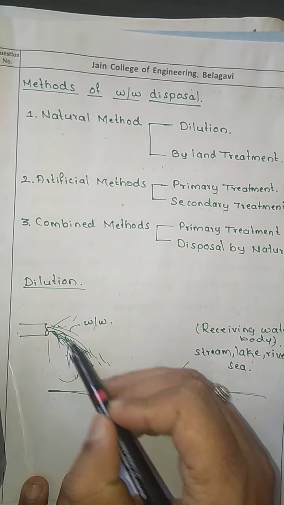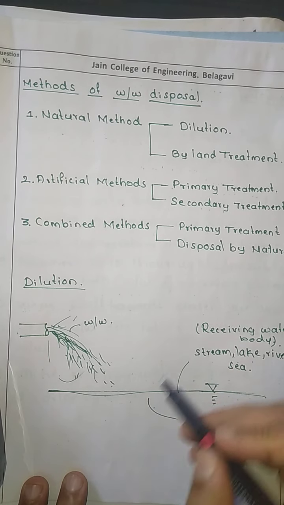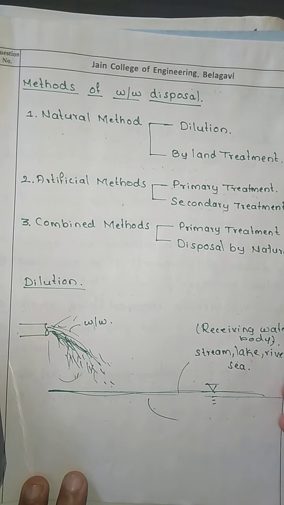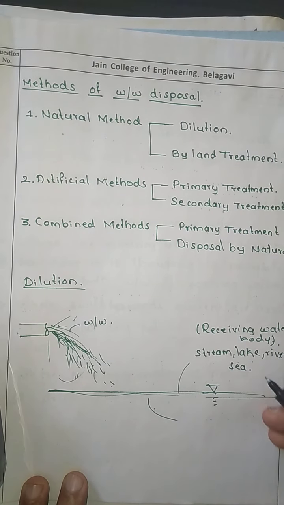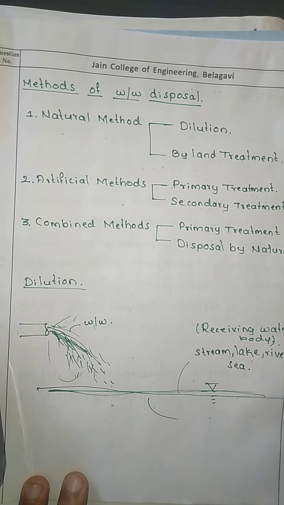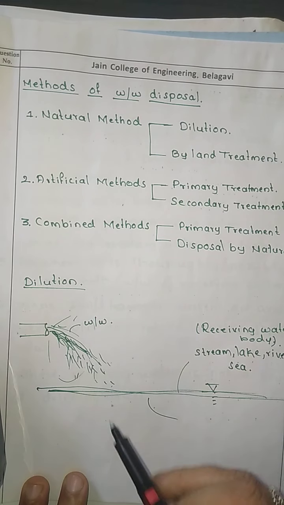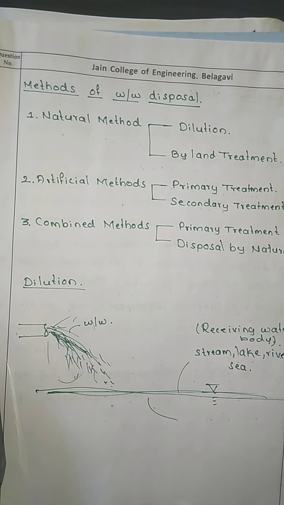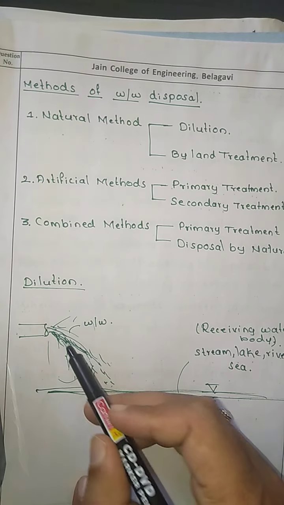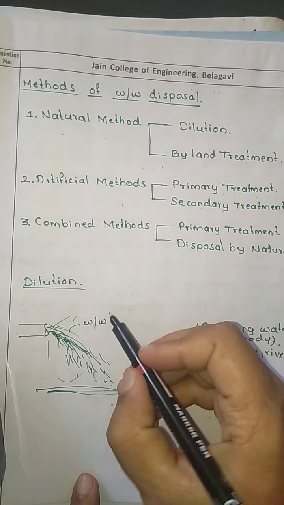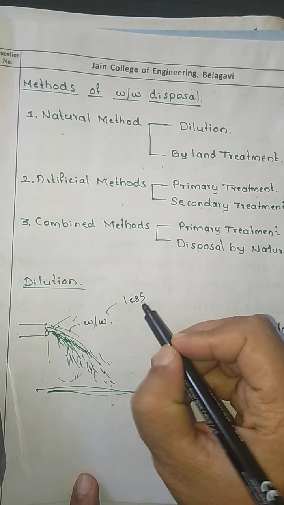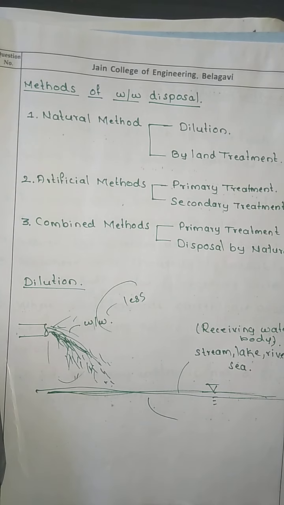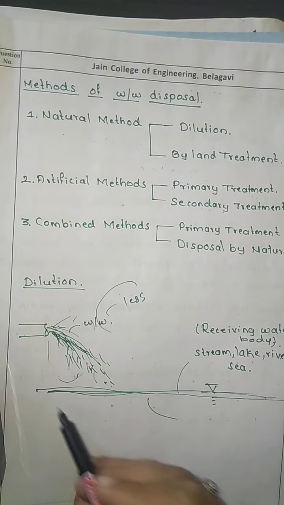Now what is happening here? The quantity of wastewater as compared to the receiving water bodies like stream, lake, river, sea. You know how much water there will be in a stream, lake, river, and sea. There will be a huge quantity of water in these water bodies as compared to the wastewater which you are going to discharge, either from industry or from your drainage. So the quantity of wastewater will be quite lesser than the receiving water body.